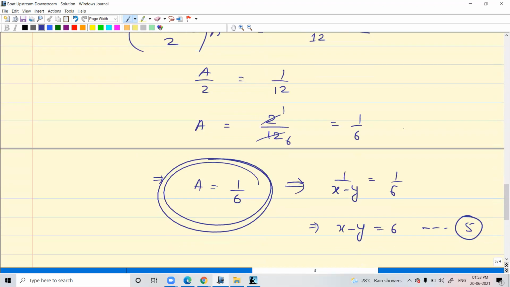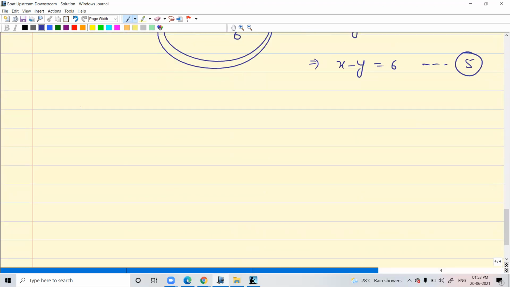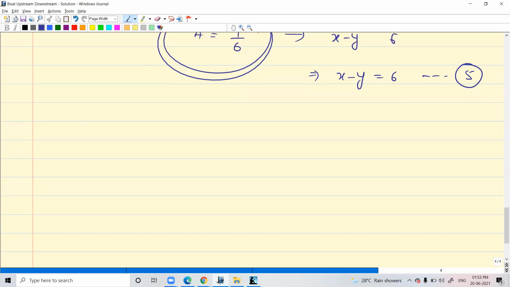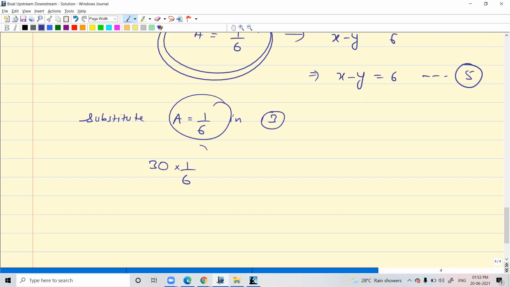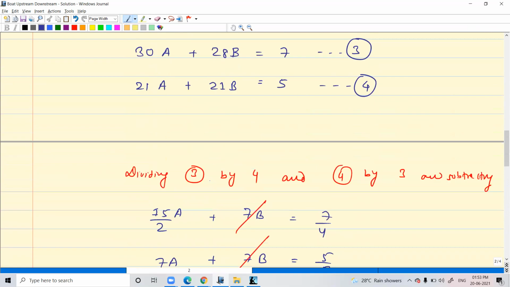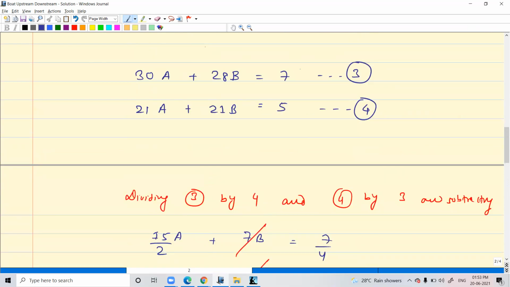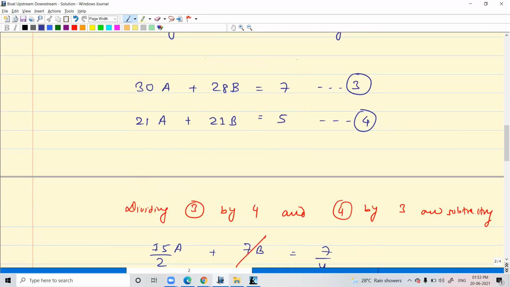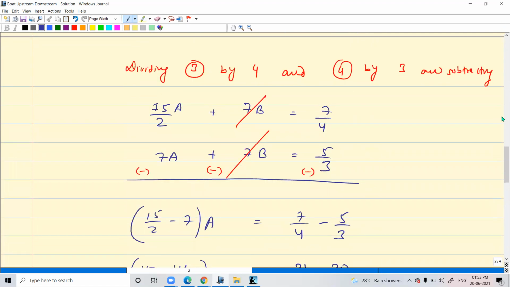Substitute a is equal to 1 by 6 in the third equation. So instead of 30a, I'm going to write 30 into 1 by 6. In place of a, I'm writing 1 by 6. What is the other remaining part of the third equation? 30a plus 28b is equal to 7. So let's write that.